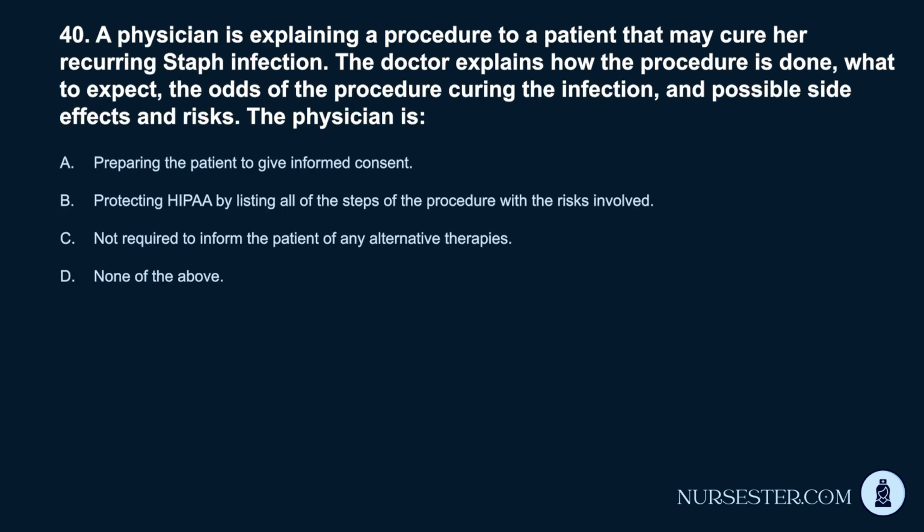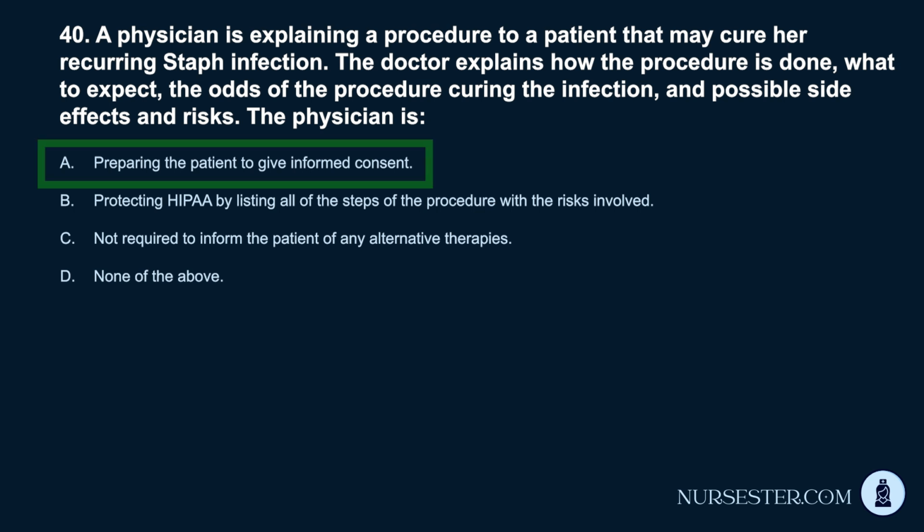40. A physician is explaining a procedure to a patient that may cure her recurring staph infection. The doctor explains how the procedure is done, what to expect, the odds of the procedure curing the infection, and possible side effects and risks. The physician is A. Preparing the patient to give informed consent. B. Protecting HIPAA by listing all of the steps of the procedure with the risks involved. C. Not required to inform the patient of any alternative therapies. D. None of the above.